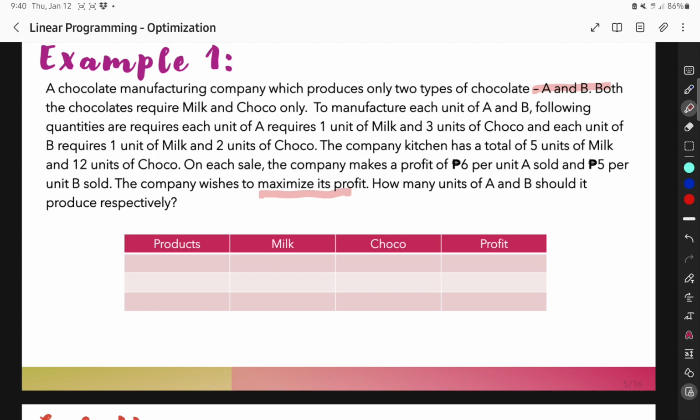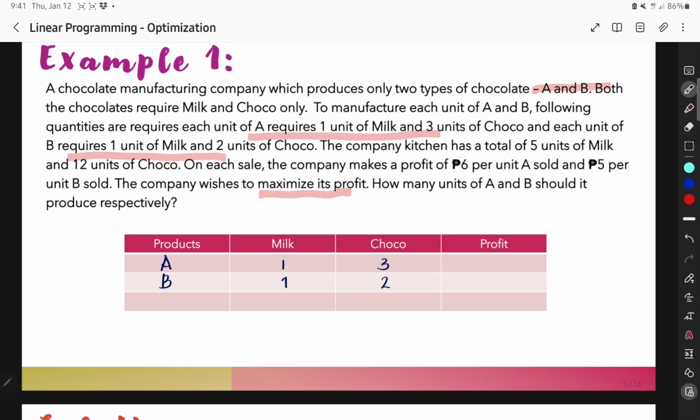Okay. To easily understand the problem, it would be better if you construct a table of the information sa nga nasa problem. So we have two products, A and B. Then we have the ingredients, milk and choco. For A, it needs 1 milk and 3 units of choco. And for B, it needs 1 milk and 2 units of choco.